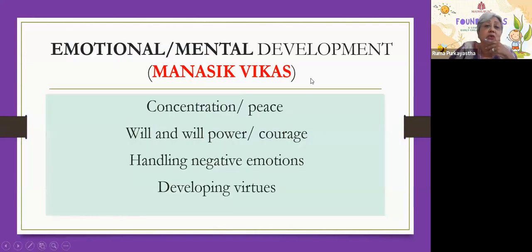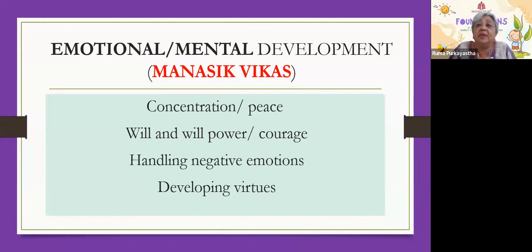Now, if you look at this, we call it the emotional and mental development. They're not separate. With our emotions, our mental development also grows in the same direction. We learn to concentrate. We learn what is peace, to be peaceful, to look for peace. Our willpower, the will to do something or the will to not do something. Courage, negative emotions, and how do we handle them?